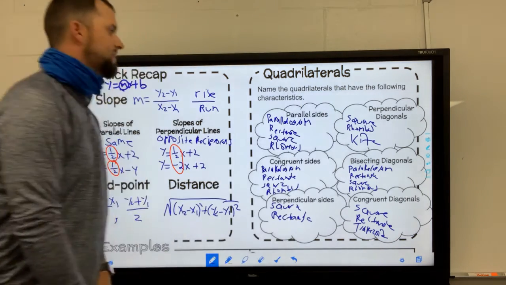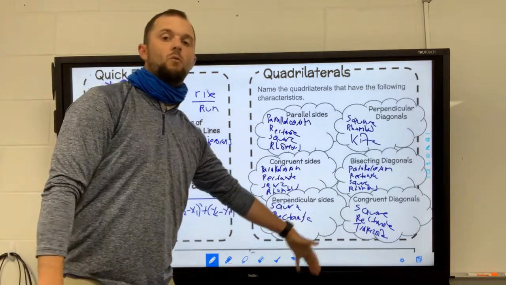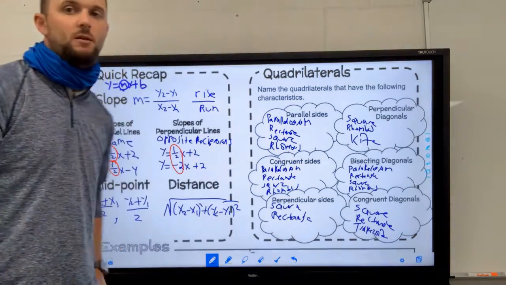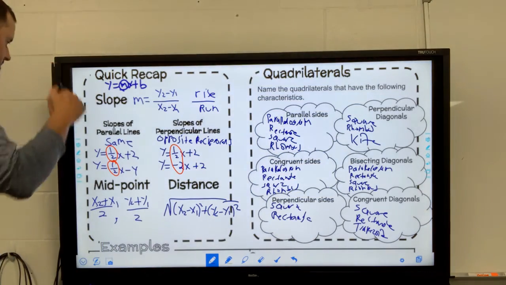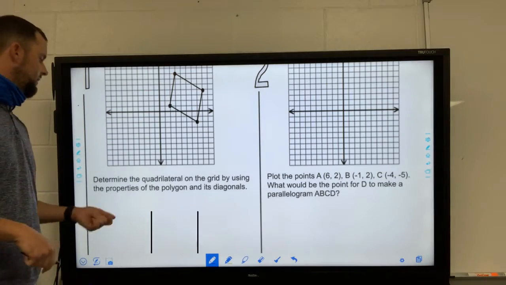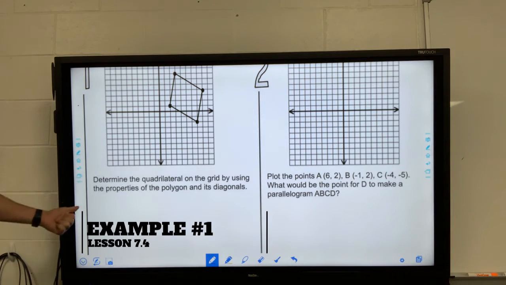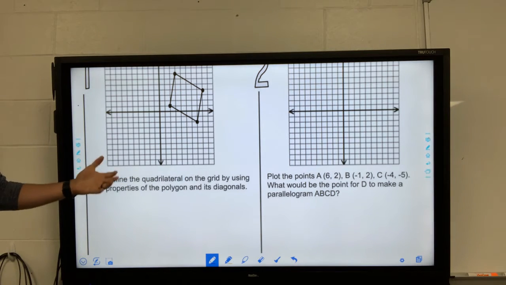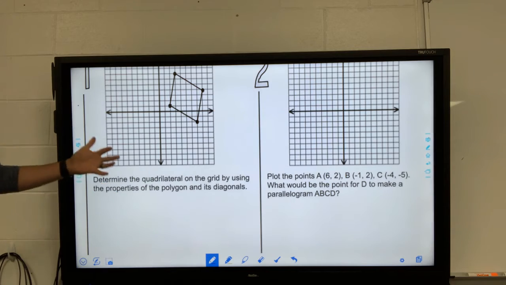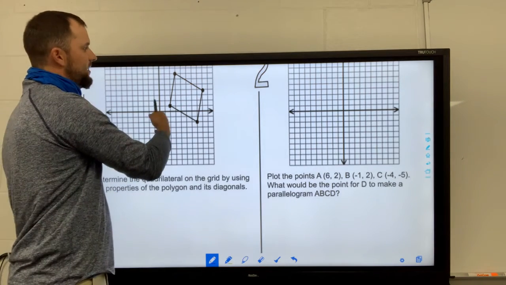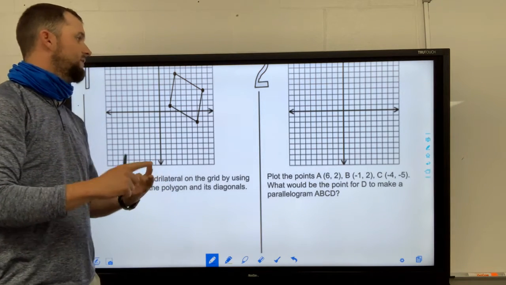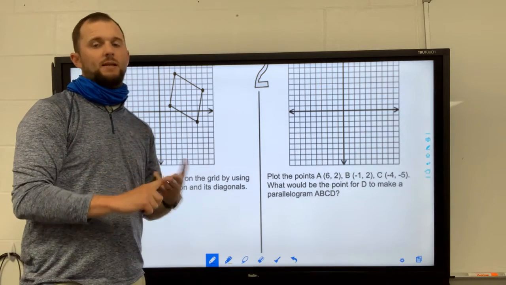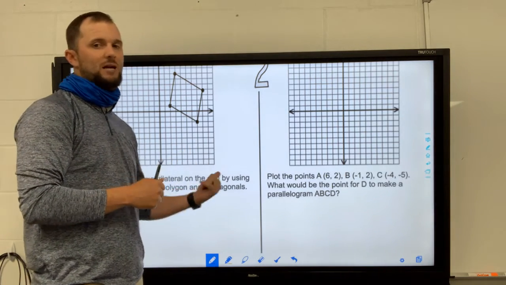So these are some various things that you guys need to look into whenever we're talking about our examples to try and figure out what exactly the shape we're dealing with. So let's jump over to that example and see what we can play with here. All right, so look at example number 1. It's telling me we need to determine the quadrilateral on the grid by using the properties of the polygon and its diagonals. So we can basically look at the sides here and try and determine if they're parallel, if they're congruent, and that's going to tell me the information I need to prove what type of quadrilateral this is.